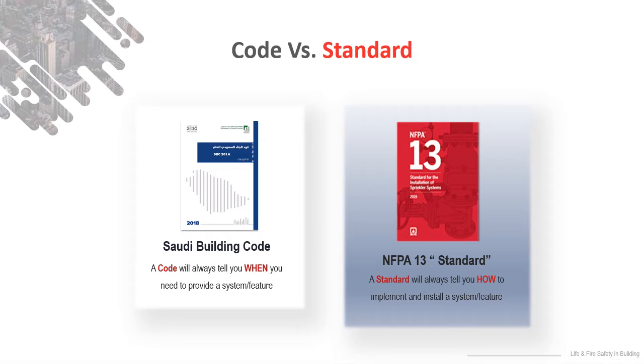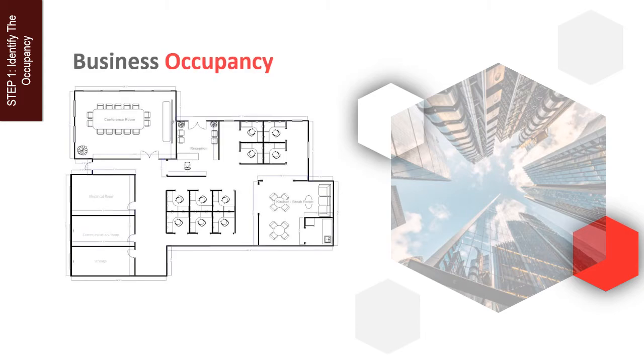For example, a code may say that the building must have a fire alarm system. The standard will spell out what kind of system and how it must be installed. Let's have an example. To have a clear vision of how to use the code and standard, the layout demonstrates a business occupancy with the following building information.